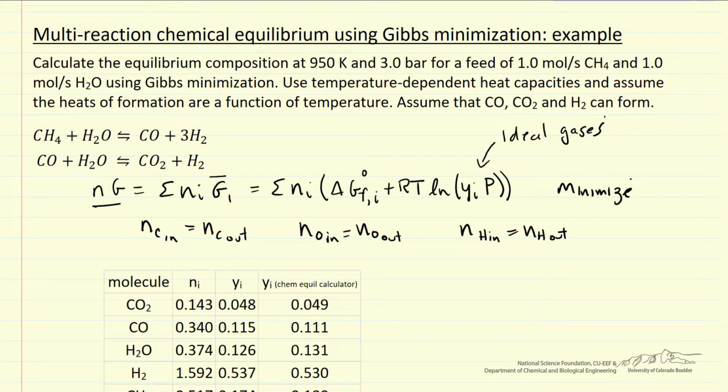So here are the equilibrium solutions. We calculate the number of moles at equilibrium. Remember, we started with 1 mole methane, 1 mole of water. So this column is the number of moles at equilibrium. This is the mole fraction. The total number of moles is almost 3 for these particular conditions.